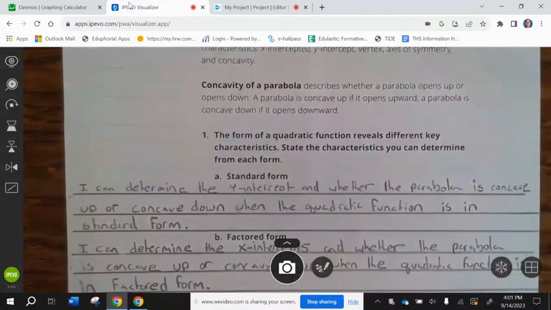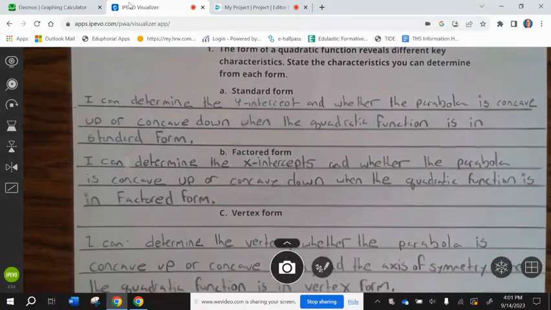Concavity of a parabola describes whether a parabola opens up or down. A parabola is concave up if it opens upward. A parabola is concave down if it opens downward. The forms of a quadratic function reveal different key characteristics. State the characteristics you can determine from each form.